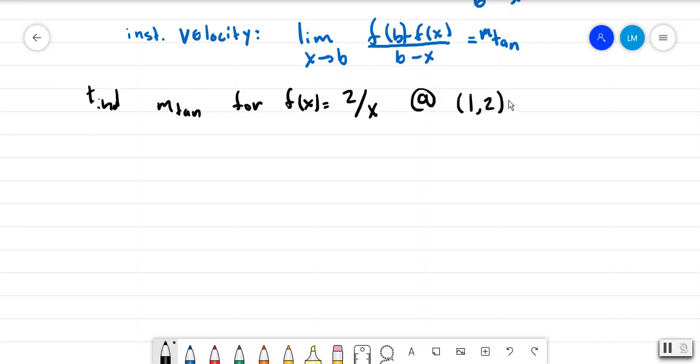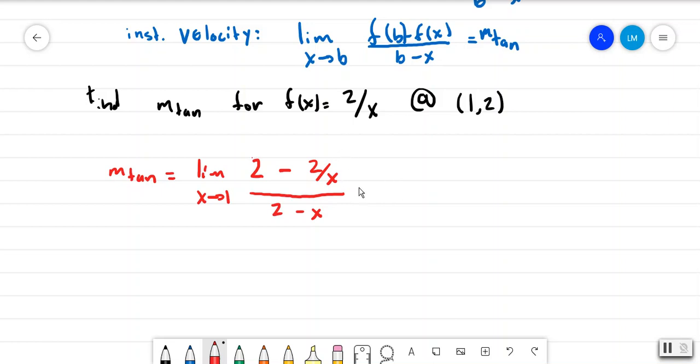Okay, so this is actually not too bad because all that we have to do is say that the slope of the tangent is equal to the limit as x approaches 1 of 2 minus 2 over x, and all of this is divided by 1 minus x. Now, note that if you plug in 1, you get 0 over, hang on, this should be 1, actually. Yeah, okay, so that should be 1. Let's just change that real quick. So this will be equal to 0 over 0, which is basically indeterminate.